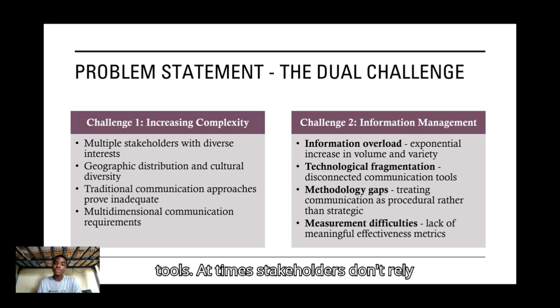At times, stakeholders don't rely on one platform, and if information is being shared across platforms, there's disconnected communication amongst the information being spread. Methodology gaps, treating communication as procedural rather than strategic. So, communication should not be procedural, a step by step process. It should be strategic and only brought when necessary. Measurement difficulties, lack of meaningful and effective metrics for measuring communication impacts and how it works best with stakeholders, and allows you to iterate through the different communication strategies you are using and improve on them.